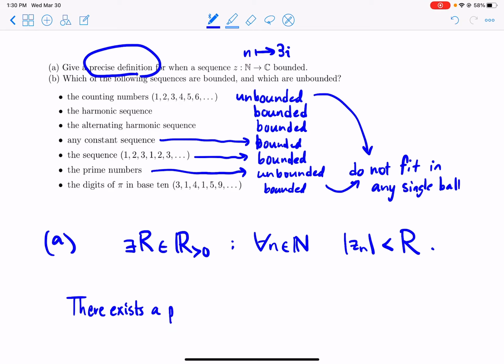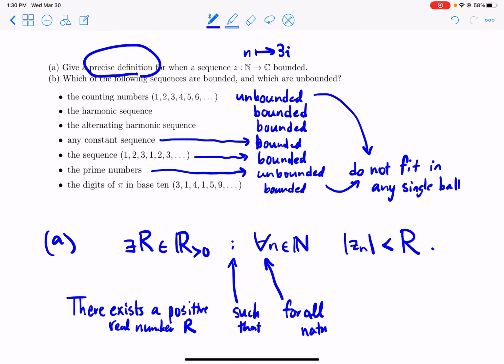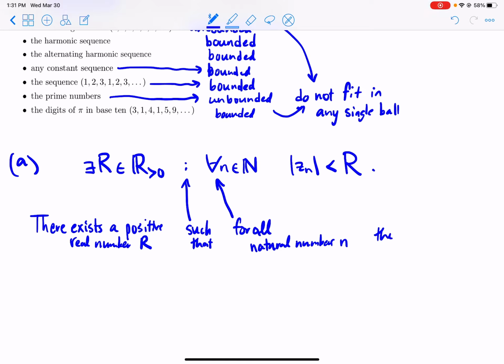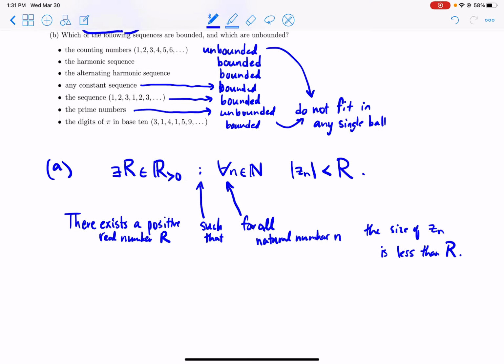There exists a positive real number R such that for all natural numbers little n, the blank space here could be read, we have, or it's true that, the size of z sub n, which is a real number for sure, is less than R. Okay.